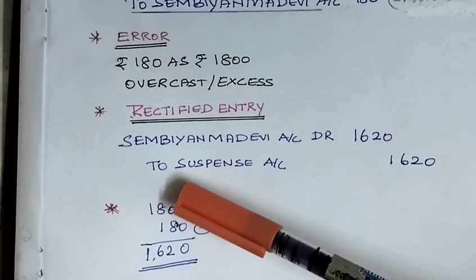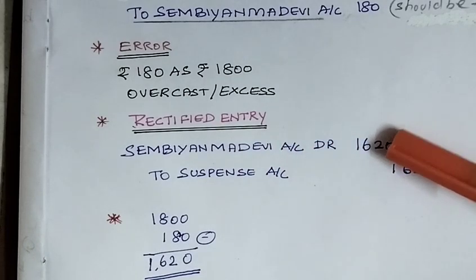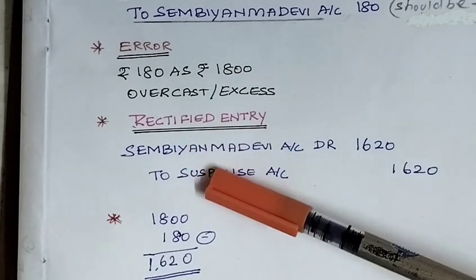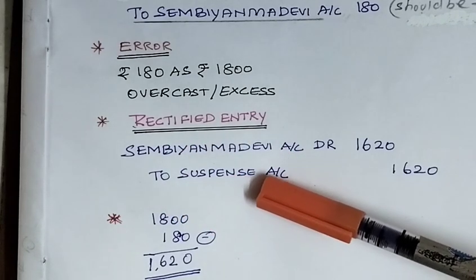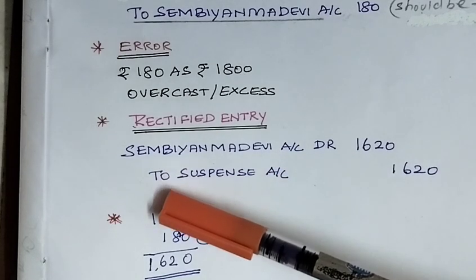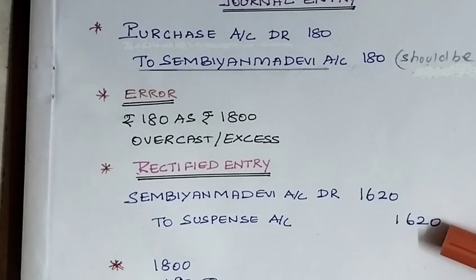Okay, so you debited Sembian Madevi 1620. In opposite, what is the opposite entry? On the credit side, you have to create the suspense account. So to suspense account 1620. Now the error will be rectified.